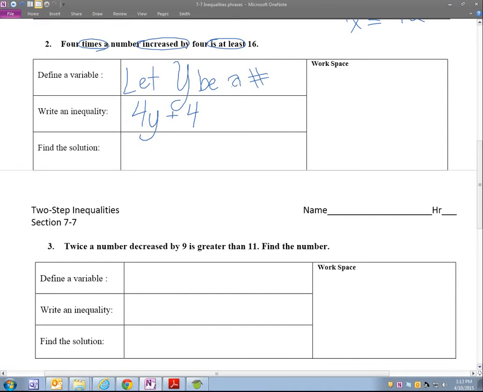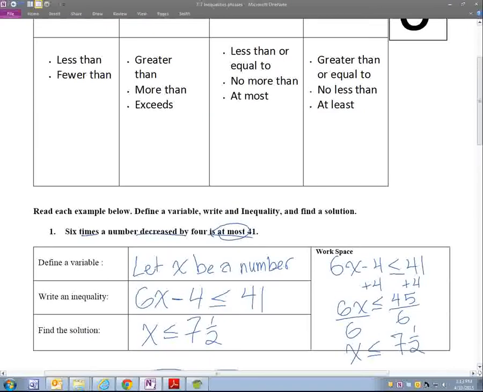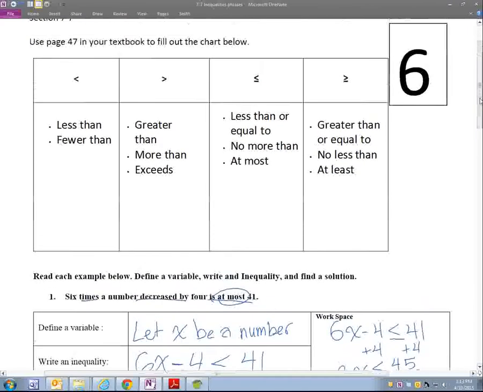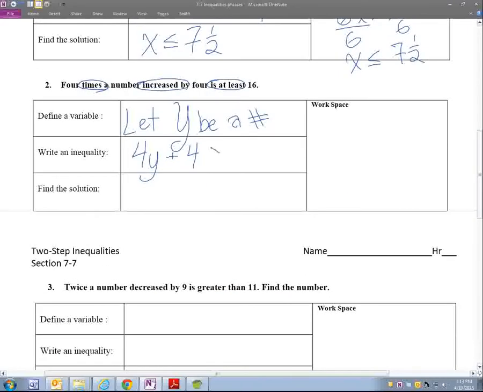Awesome. Greater than or equal to, and I'm going to verify that because that was my first hunch. But then I saw at least is greater than or equal to. Great job. Greater than or equal to 16. So I'm going to solve this like we have.